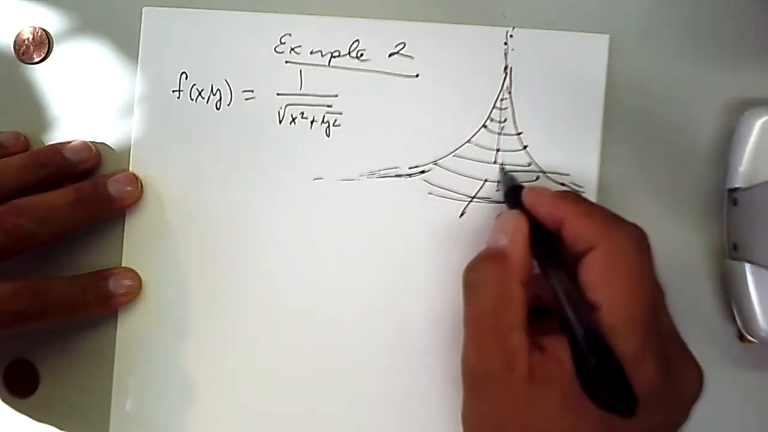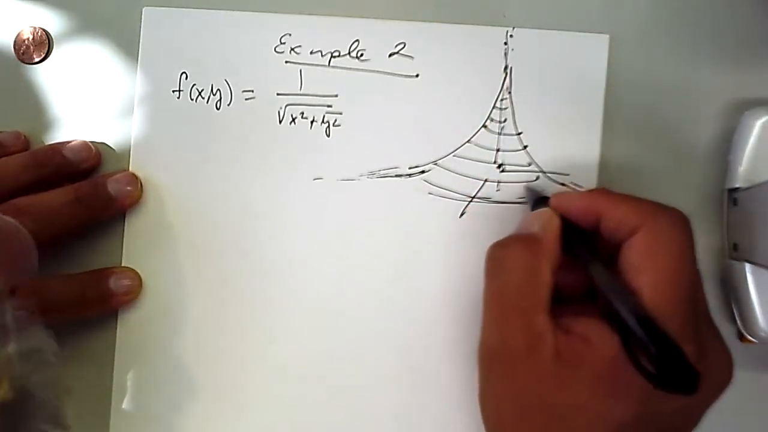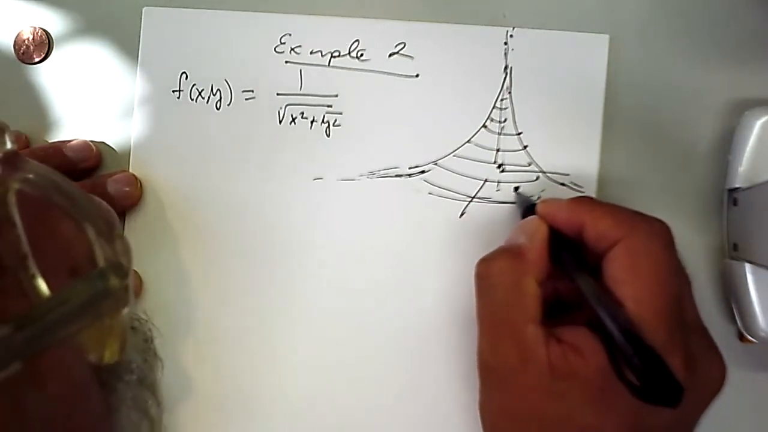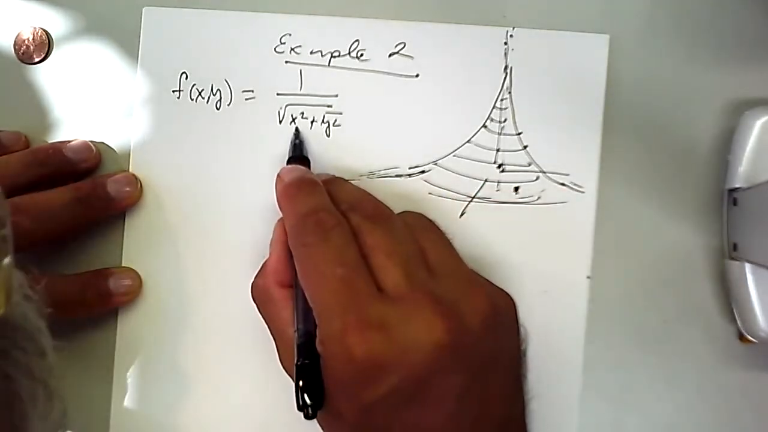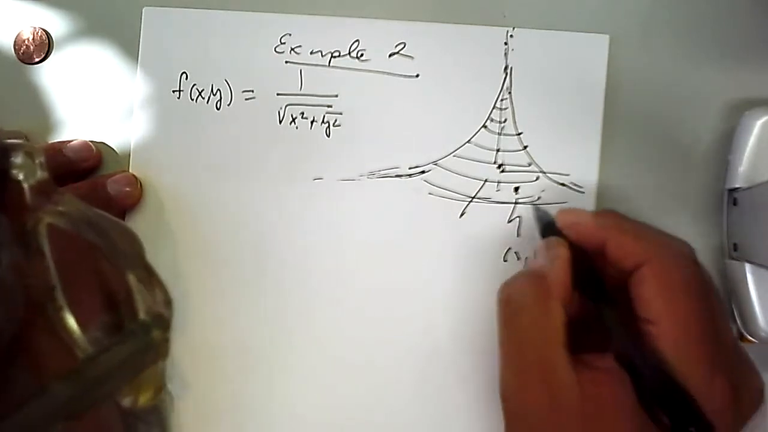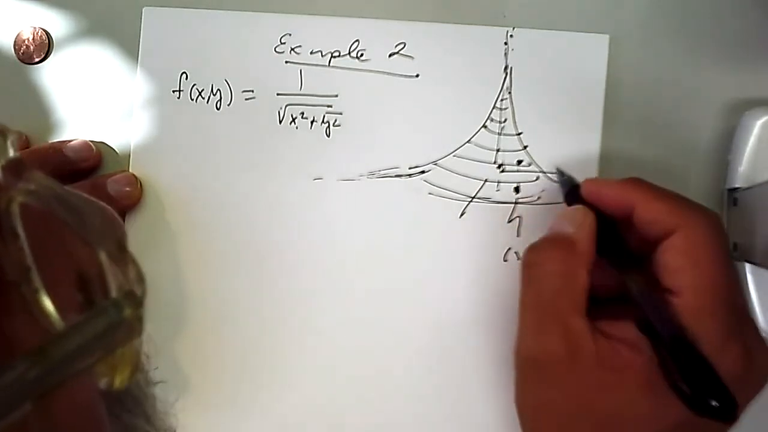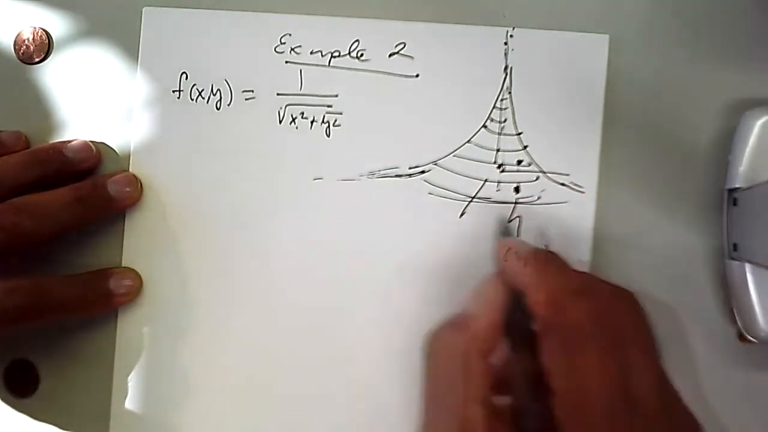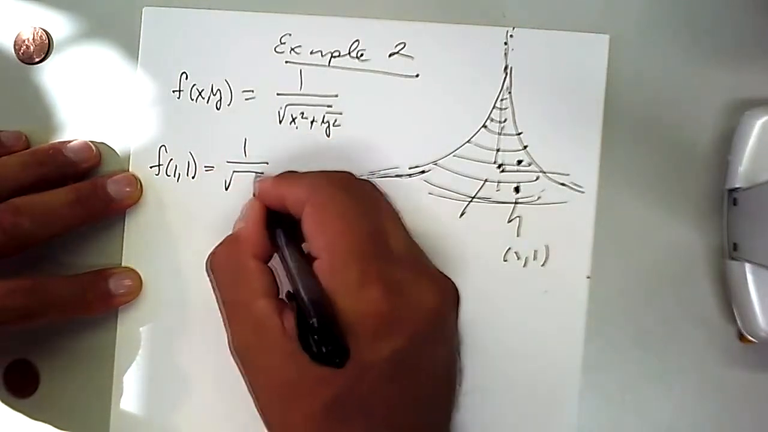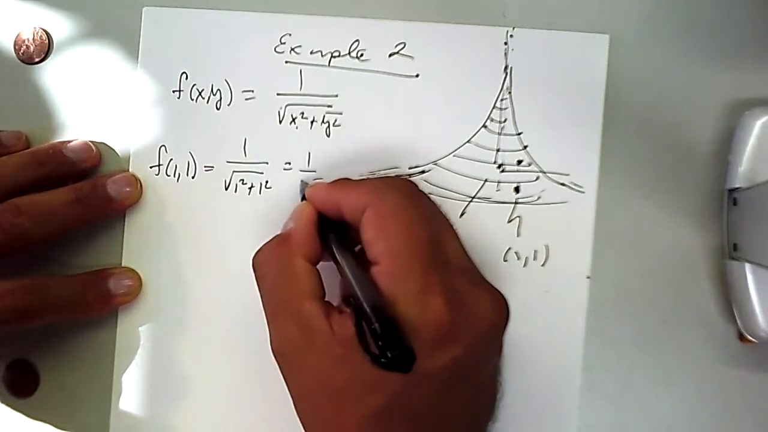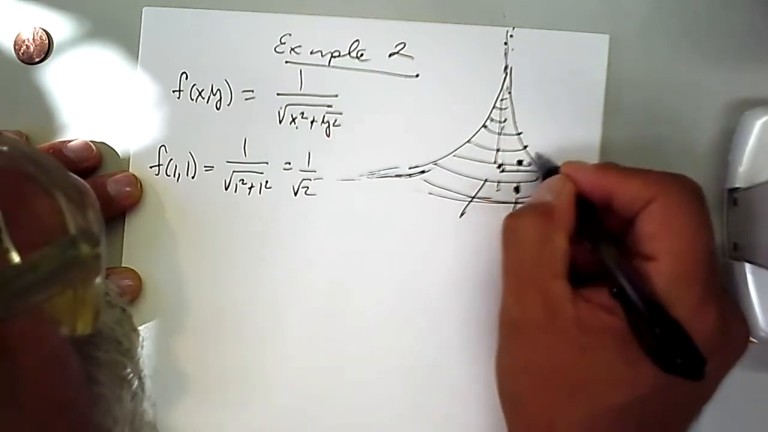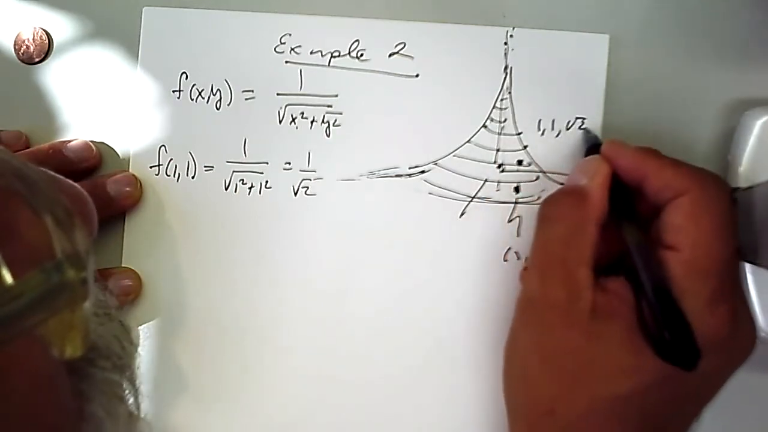So there's no point at 0, 0. Let's take a nice, easy point here. Let's make it symmetric. So if x is 1 and y is 1, so let's say this point is 1, 1, and that's going to go up to the surface. So we plug in 1, f of 1, 1 is going to be 1 over the square root of 1 squared plus 1 squared, which is going to be 1 over square root of 2. So the point up here is going to be 1, 1, 1 over square root of 2 on the surface.